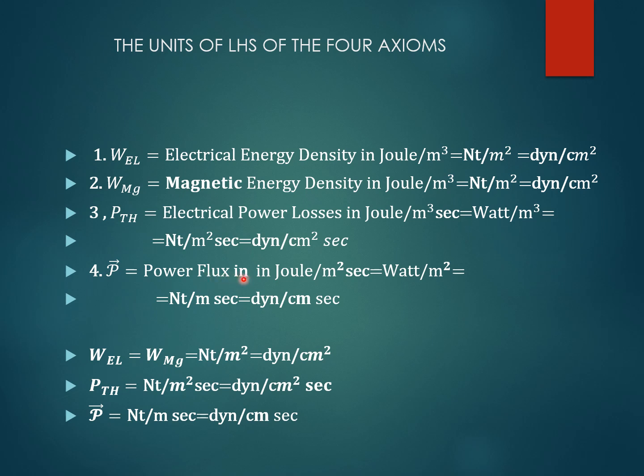The power flux is in joule over meter square and second or watt over meter square, equals Newton over meter and second or D in centimeter and second. In summary, the electrical and magnetic energy are expressed in Newton over meter square or D over centimeter square, and the power flux in Newton over meter square and second or D over centimeter square and second. The flux is in Newton over meter and second or D centimeter and second.